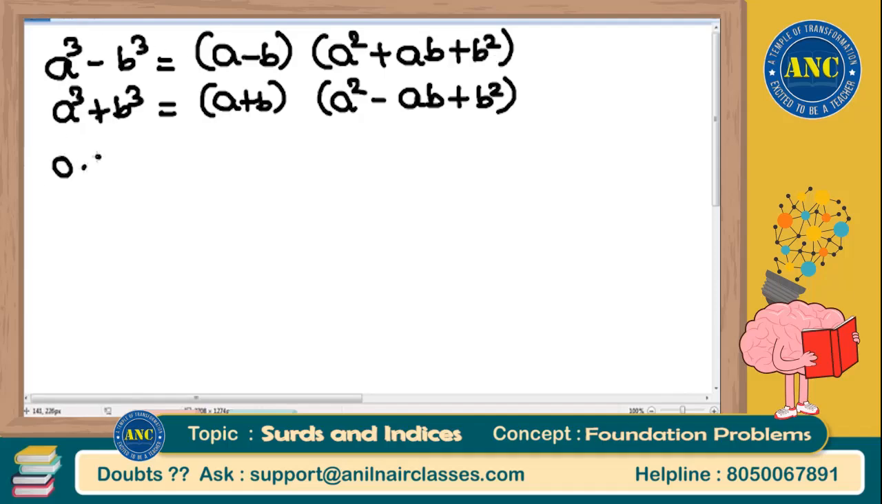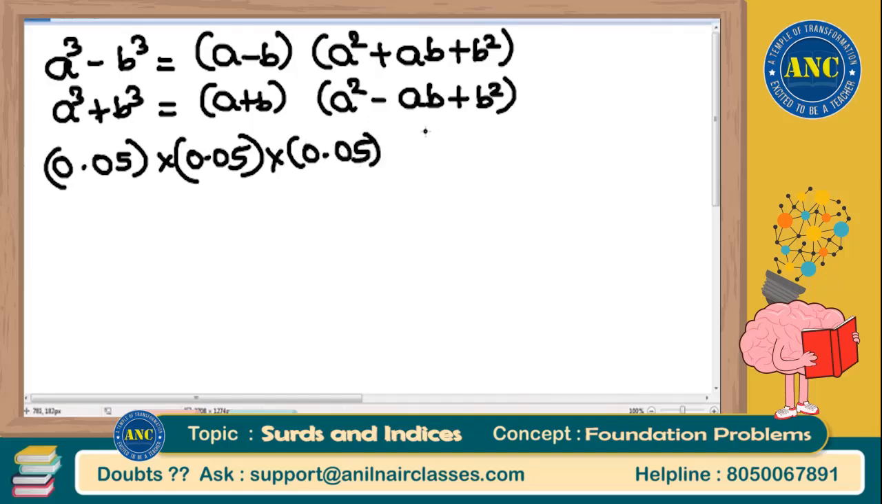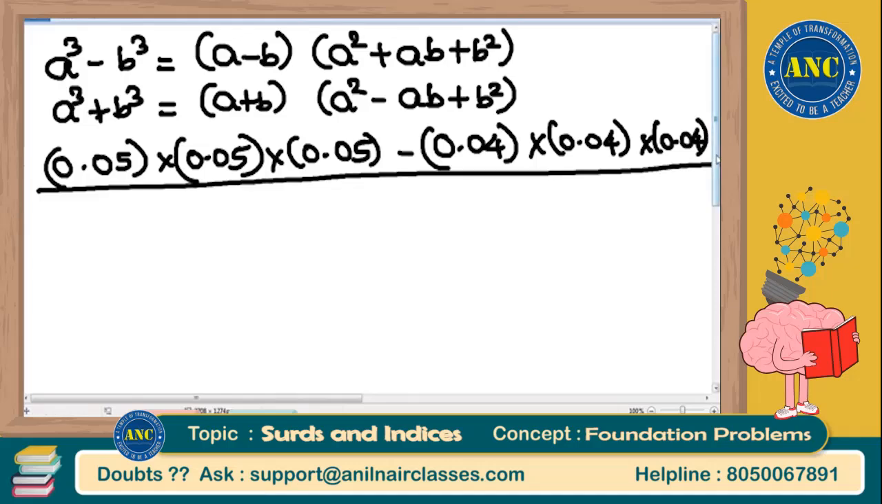Suppose your question is like this. Let me take the exact question which is given, in the same format, so that you will understand how the questions are actually coming. 0.05 into 0.05 again into 0.05. So 0.05 is multiplied 3 times, minus 0.04 into 0.04 into 0.04. That also is multiplied 3 times. Whole thing divided by 0.05 into 0.05.